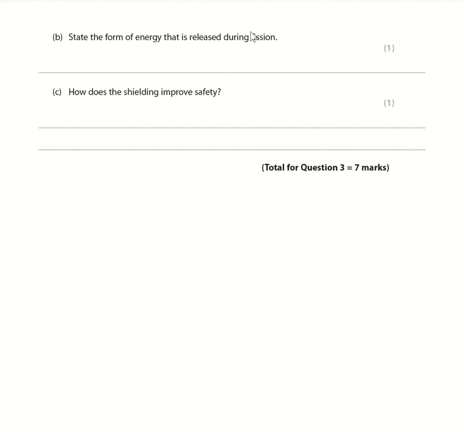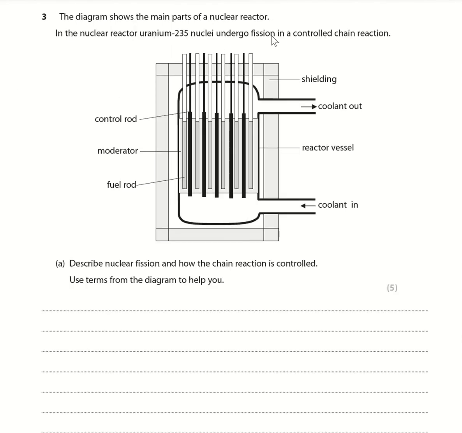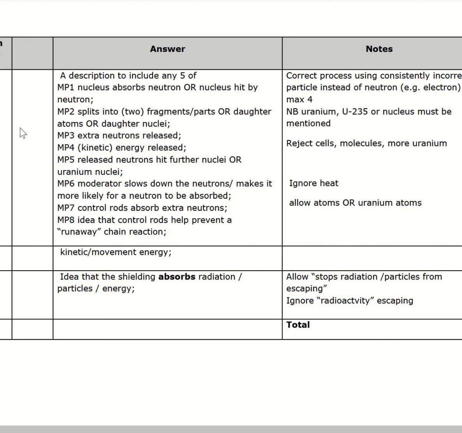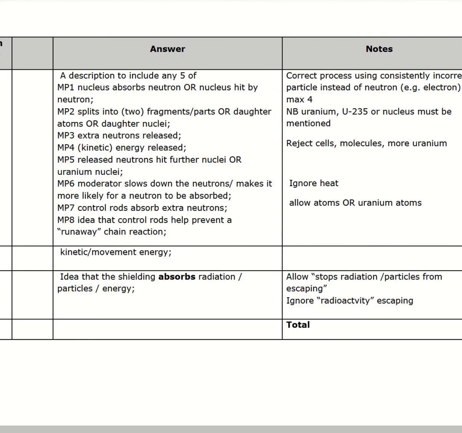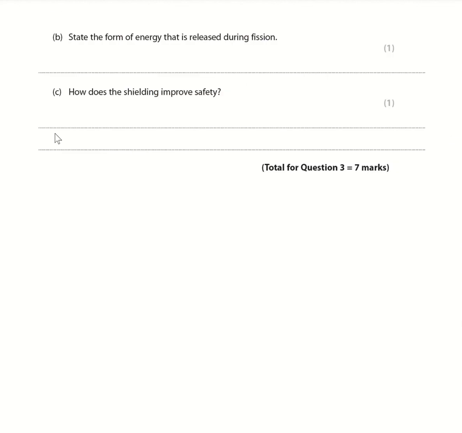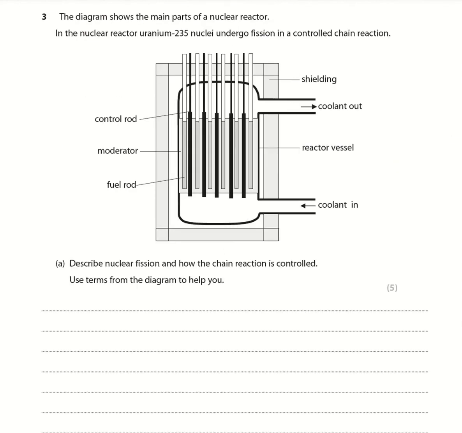State the form of energy that is released during fission. As we saw earlier, it's kinetic or movement energy. And for the last one, how does the shielding improve safety? So, the idea is that there's radiation that comes off, so it absorbs the radiation, particles, energy. So it absorbs it, the shielding. As you can see over here, this is the shielding, it absorbs it.